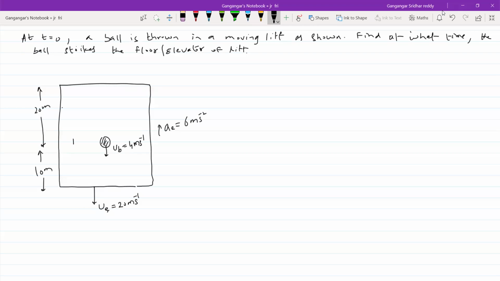There's the position of the ball. This is at t equals 0. Carefully see, this will become the ceiling of the elevator. This will become the floor. We don't know whether it's the ceiling or floor. That also he has not mentioned. So we have to calculate the time at which it will strike the floor or elevator, because it has to strike only one. It will not strike both ceiling and floor.